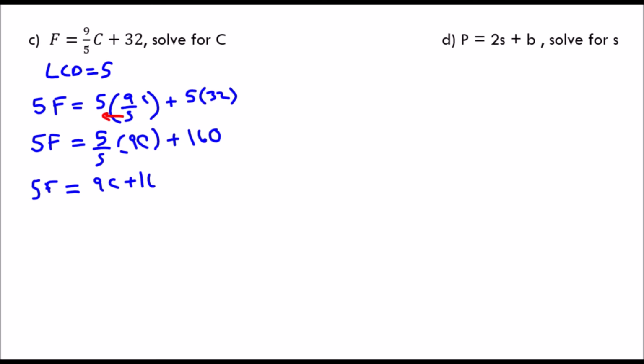Plus 160. Alright, here we go. Now I want to isolate for my c. I want to isolate for this guy here. So what do I want to do first? Let's take away 160 from both sides first. Take away 160, take away 160.